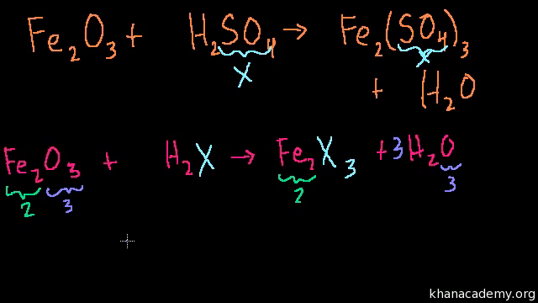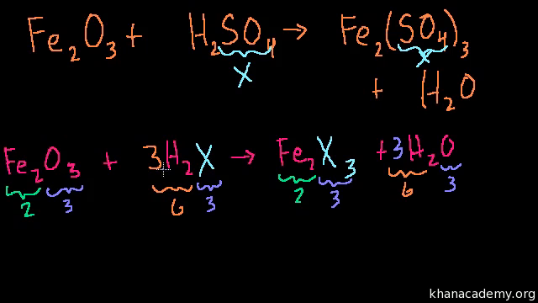And then finally, let's look at the hydrogens. We have 6 hydrogens now on the right-hand side, 3 times 2. And we want to have 6 hydrogens on the left, so we have to have 3 of these molecules. And then finally, let's look at the sulfate group, that X. We have 3 X's here, and lucky for us, we have 3 X's over there.